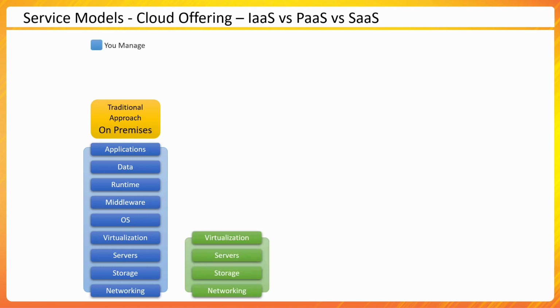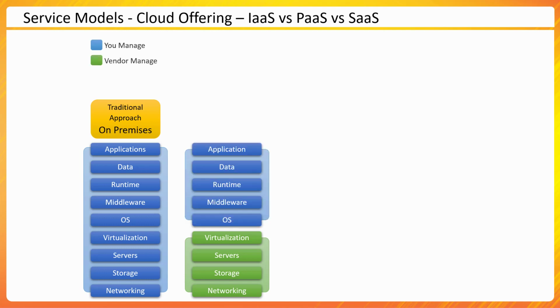If you feel no, I would go with a different approach. I would want my vendor to take care of some things for me like virtualization, server, storage, and networking. And once this is ready, I would then take care of the remaining stuff like operating system, data to handle, application to run, and that would be my infrastructure as a service model.